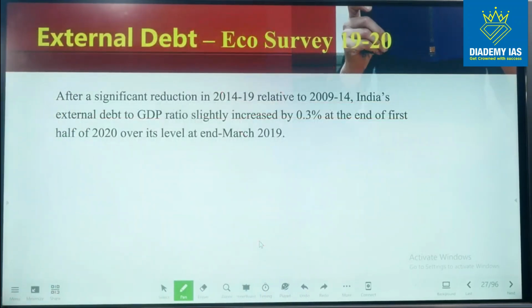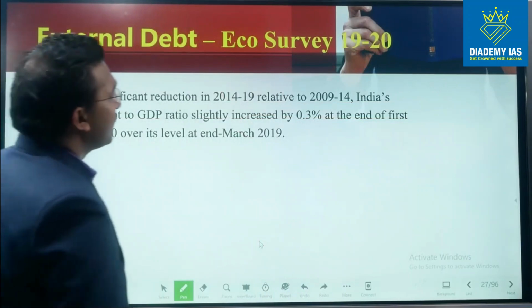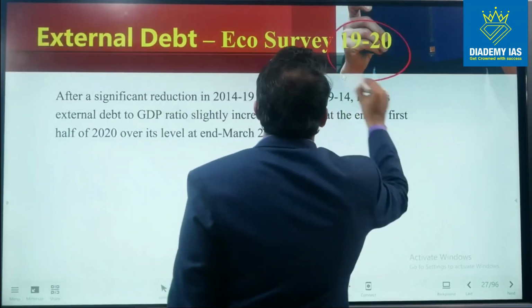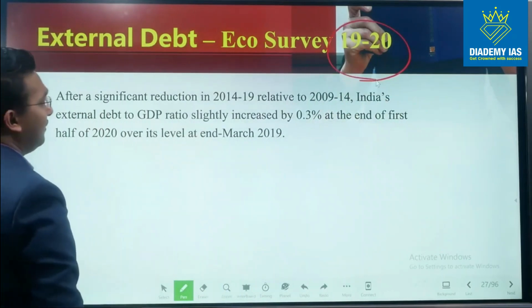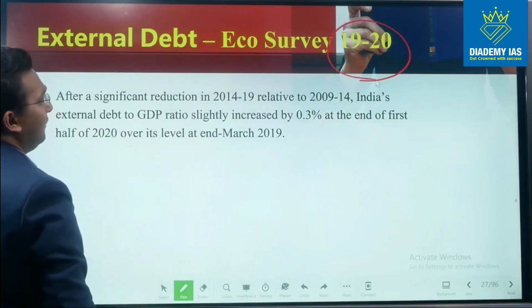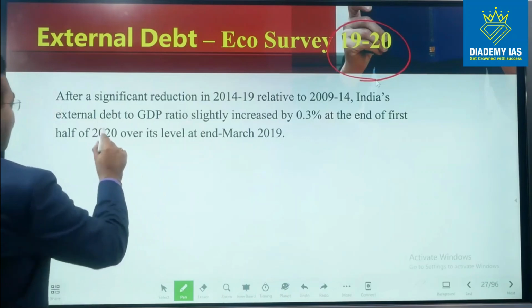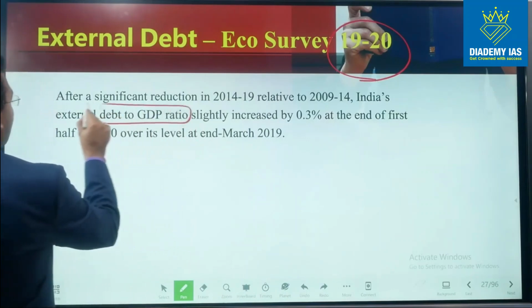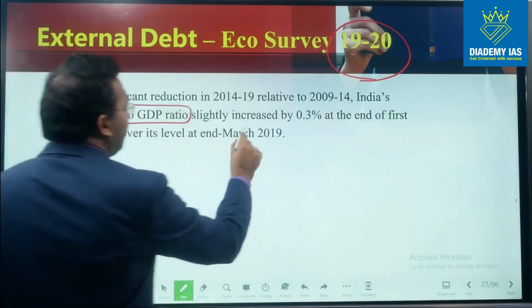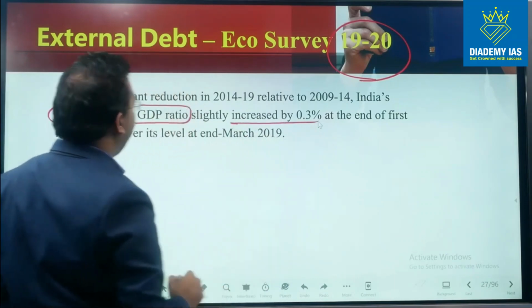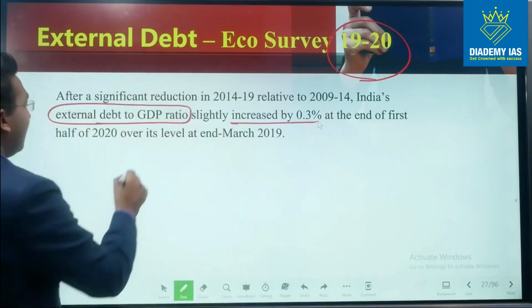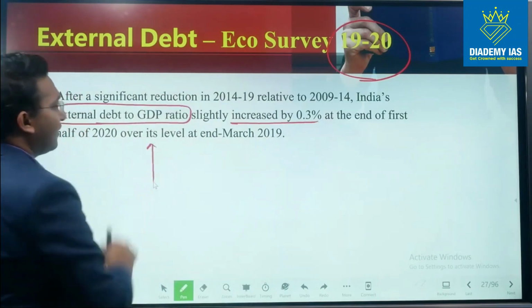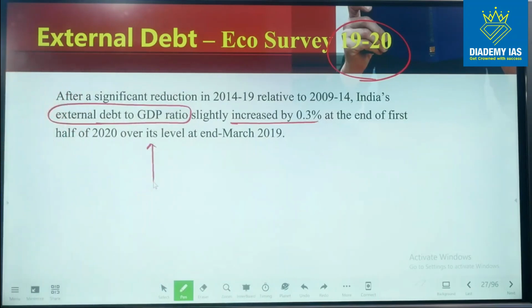Now there is one more observation in the economic survey which was released in the month of February 2020, that after a significant reduction in 2014-19 relative to 2009-14, India's external debt to GDP ratio slightly increased by 0.3% at the end of first half of 2020 over its level of, right? That means there is a slight increase in the external debt to the GDP ratio.